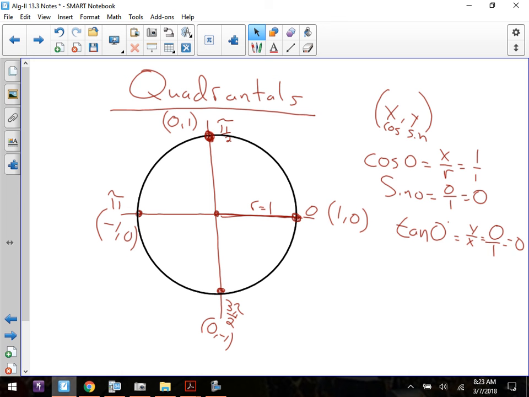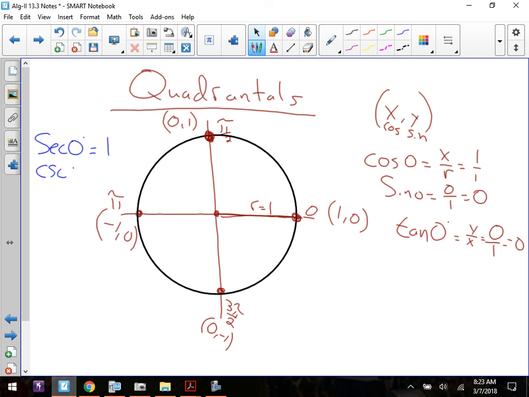Now, what is the inverse of cosine? Secant. So what is the secant value at 0? If I want to look at the inverse of those, the secant of 0 is going to be 1 because it's r over x, which is 1 over 1. You flip it and you still get 1 over 1. Now, what about the cosecant at 0? Remember, it's going to be 1 over 0 now, which is undefined.